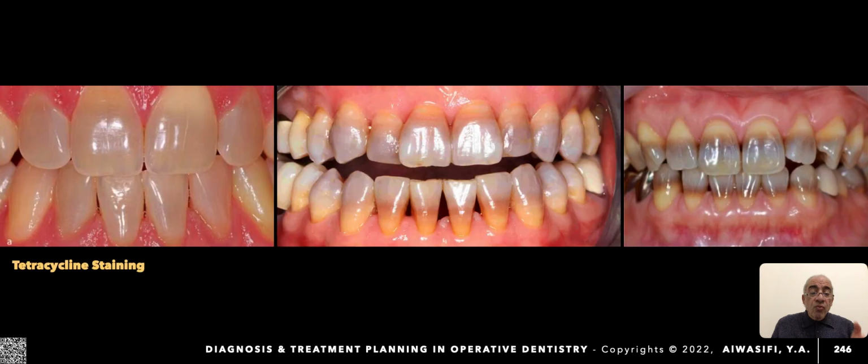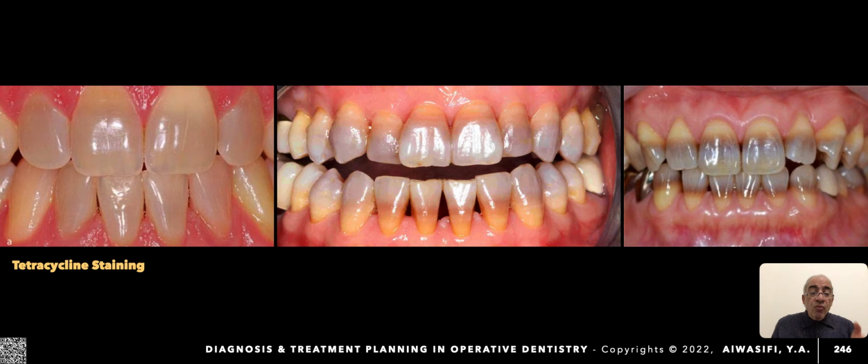For tetracycline staining, it's obvious. You couldn't miss it or misdiagnose it. It's grayish brown bands. Either it is mild, giving you a little bit of shadow like the photograph to the left, or much more aggressive like that in the middle, or a highly aggressive extensive case like that to the right side.